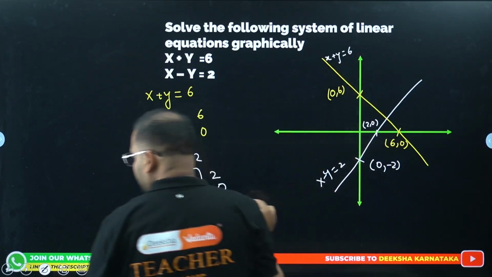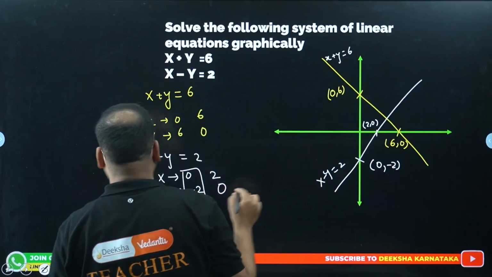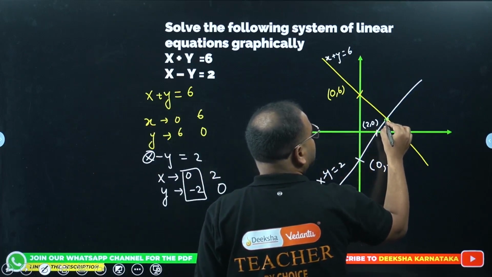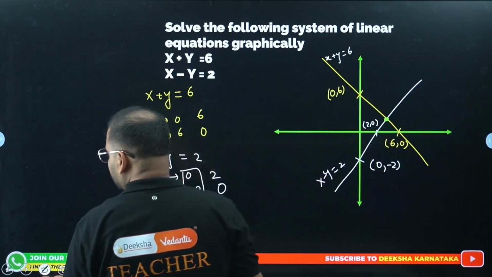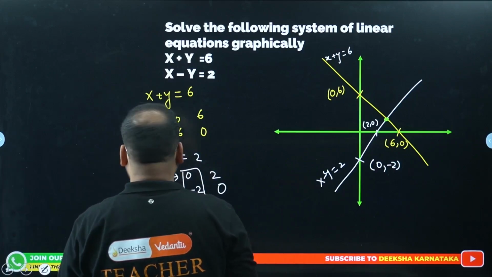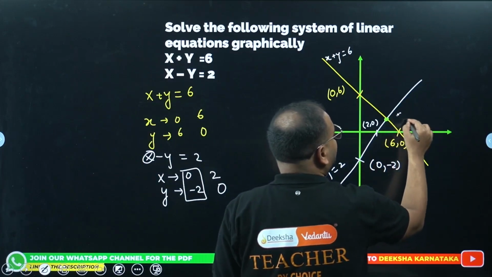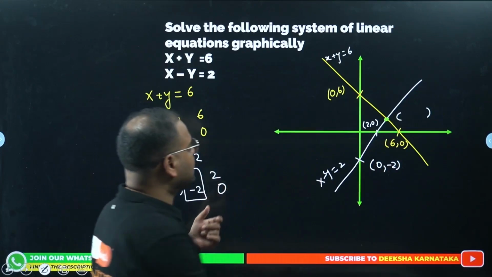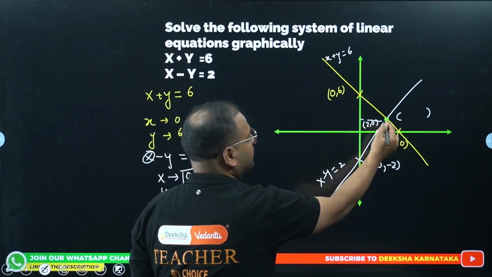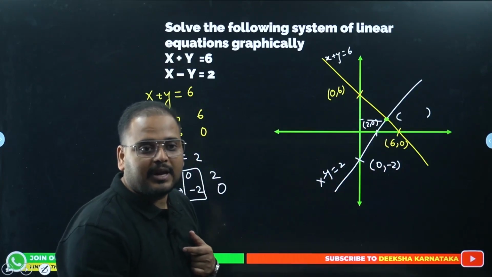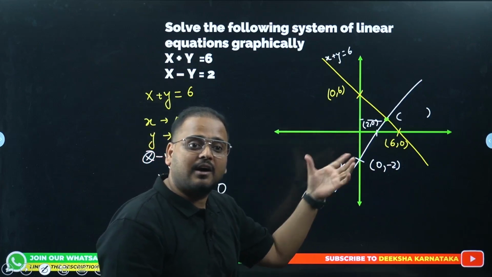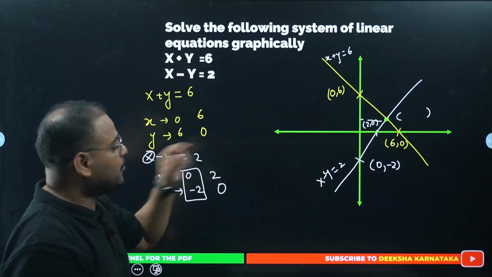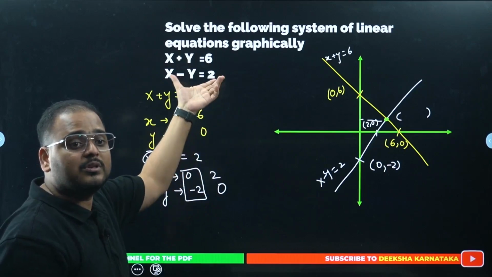The point where they meet is called what, sir? We learned it is called the solution of the pair of linear equations. What is that? This point's coordinate. How will I find it? In the graph you will know. You can see the respective x from here and y from there. But right now we don't have a graph. So what are we going to do? Just solve it using the equations.